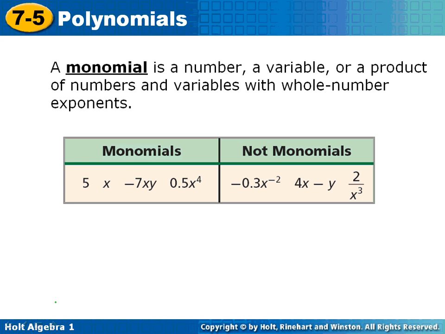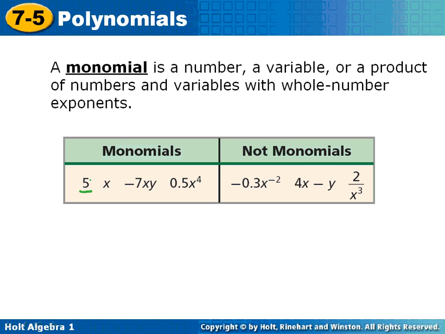First of all, we have a monomial. A monomial is just a number or a variable or the multiplication of two numbers and variables with whole number exponents. That means you can't have any negative exponents. Let's look at a few of the things that are monomials. 5 is a monomial because it's a coefficient or it's a base. It's also a whole number.